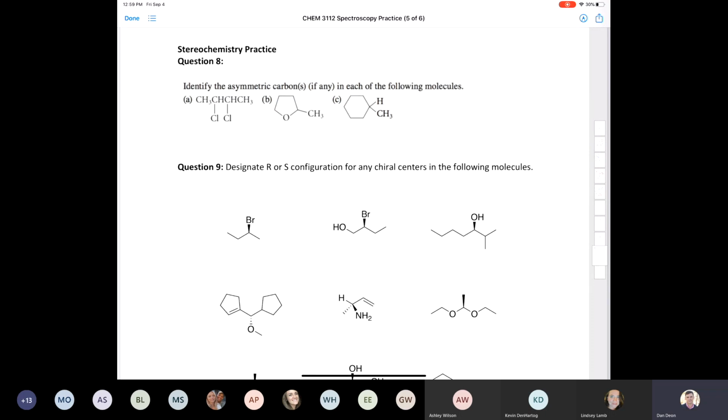If you start with the first question, question 8, it says identify the asymmetric carbons. Asymmetric is the same thing as saying chiral carbons, or a stereocenter. They all are synonymous. Identify the asymmetric carbons, if there are any, in each of the following molecules. I'll throw it out to you guys. Could anybody tell me in the first compound, A, are there any stereocenters in that molecule? If so, how many? 0, 1, 2, 3, 4.